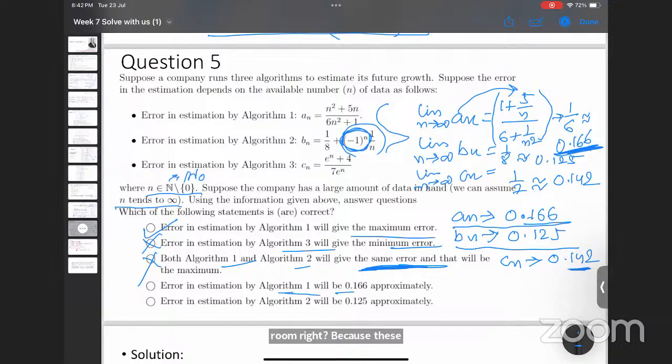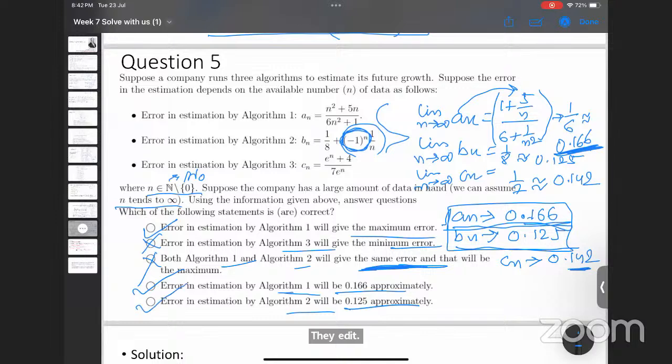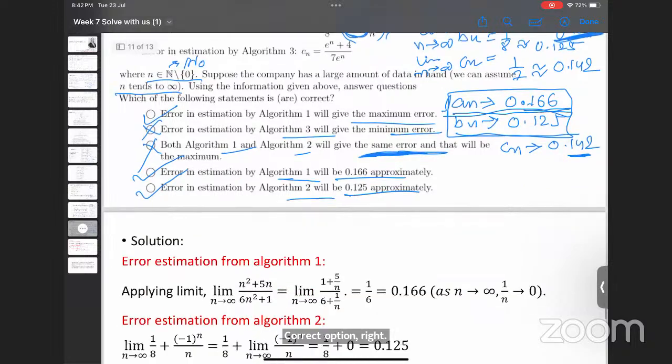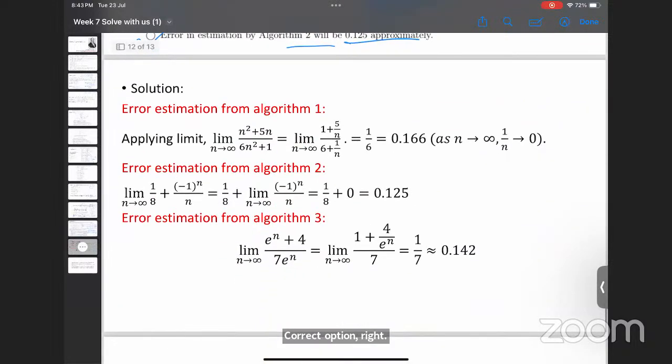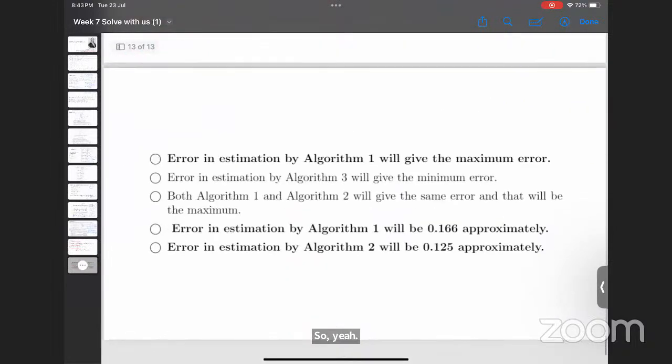So what is the value of n? This is 0.166. So this is correct, right? We got the error. And algorithm 2 provides the error 0.125. So this is correct. So we have 1, 4 and 5 as the correct options, right? Yes, ma'am. So this was the solution and these are the correct options.